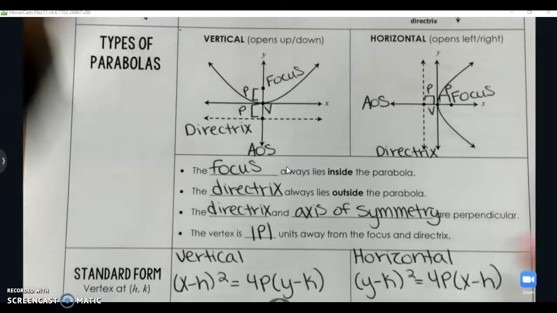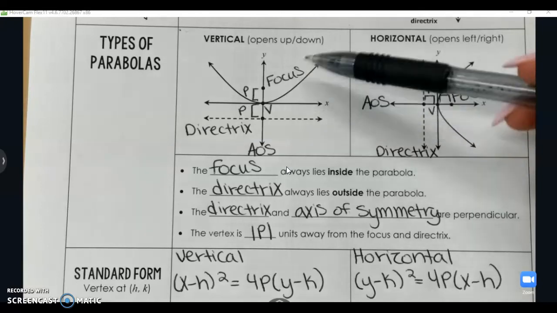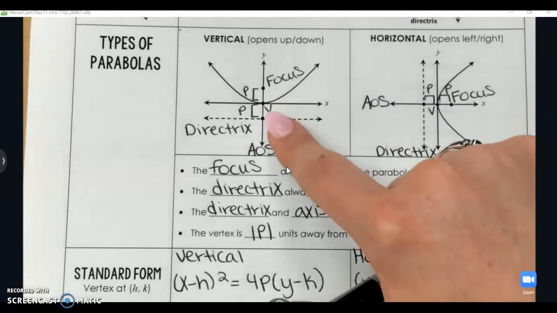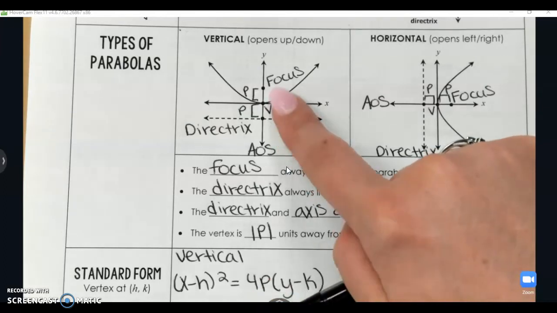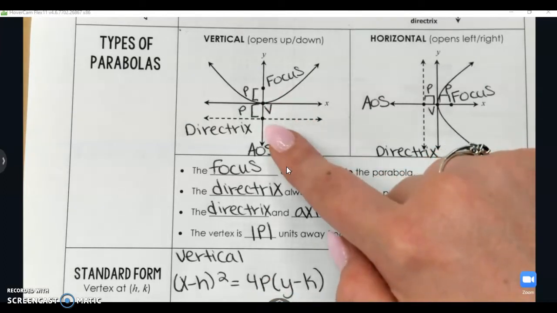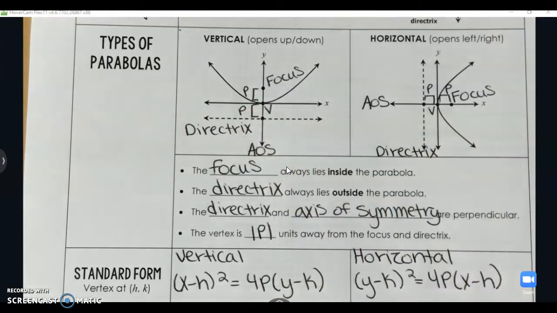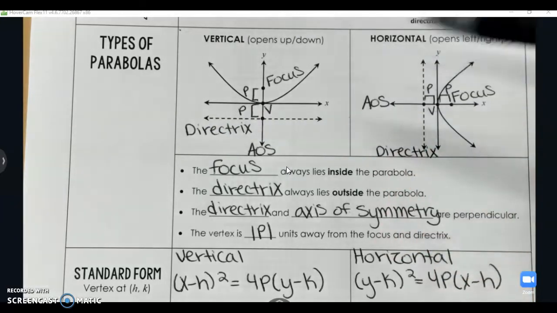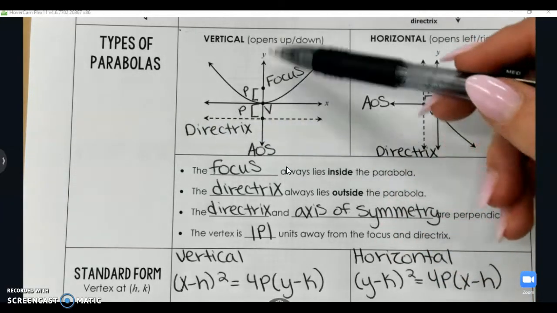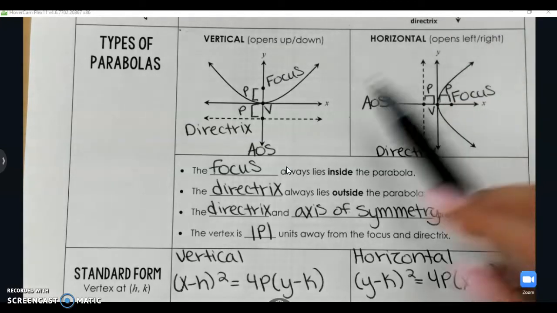We are going to be looking at both vertical and horizontal parabolas. So a vertical parabola will open either up or down. We'll have our focus, which is offset from the vertex by this distance P, and we will have our directrix, which is also offset from the vertex by that same distance P. So for a vertical parabola, our directrix is a horizontal line, and then the axis of symmetry is a vertical line. In a horizontal parabola, we're opening either left or right.